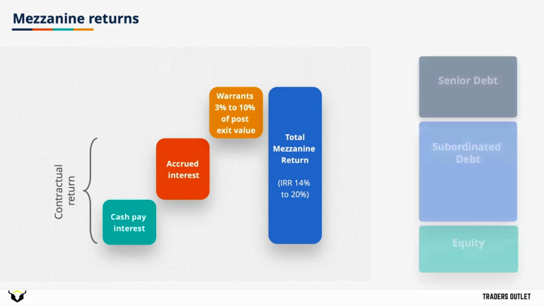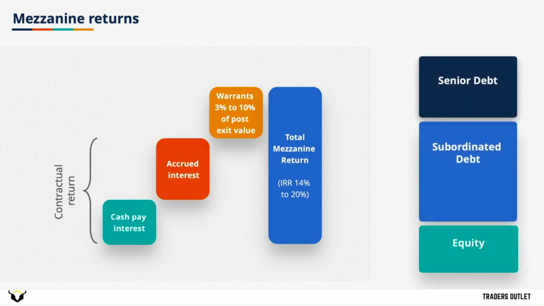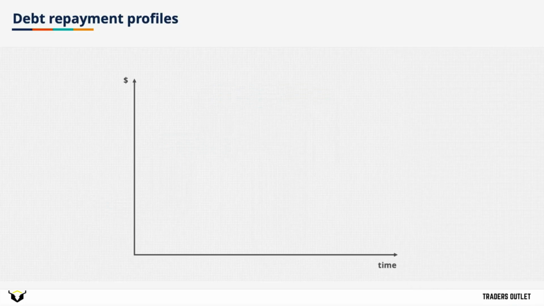So if you think of the full capital stack with equity investors at the bottom targeting 20 to 30% internal rates of return or higher, then you've got the mezzanine investors at 14 to 20%. And of course, below them, you have other debt investors that are in safer positions with lower rates of return, say below 10% IRRs. Let's take a look at debt repayment profiles so you can understand from a cash flow perspective how this debt gets paid off.